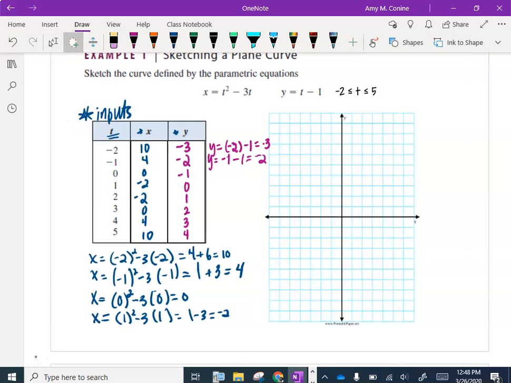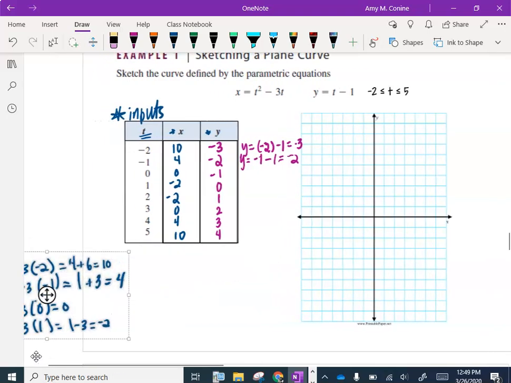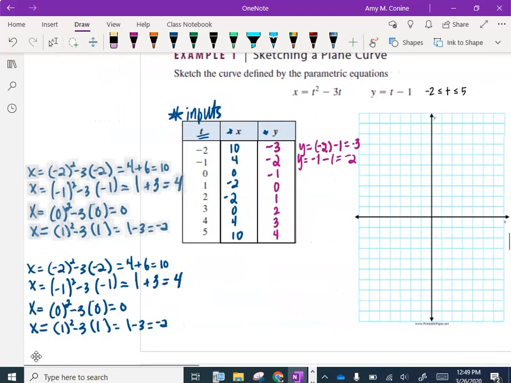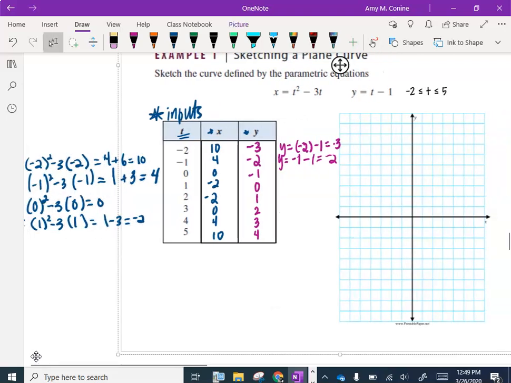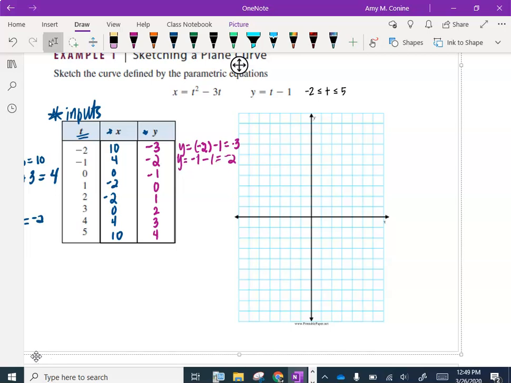All right, I'm going to move this over really quick, because that's all of our x information. I don't want to delete it, but I do want to show you how we're going to graph this information. So we have all of these numbers for x, and we have all of these numbers for y.